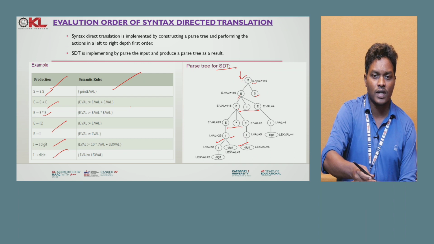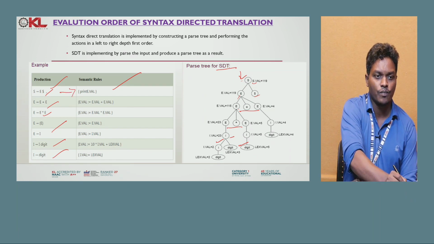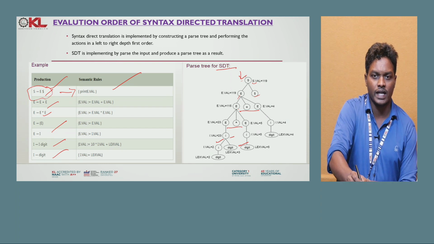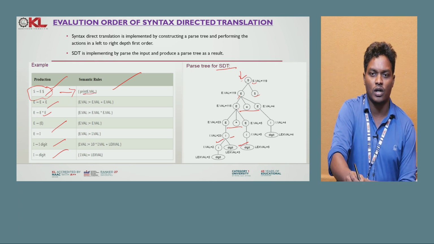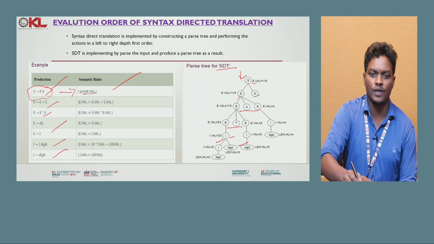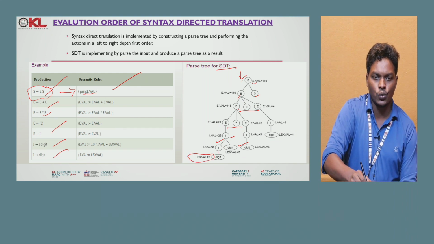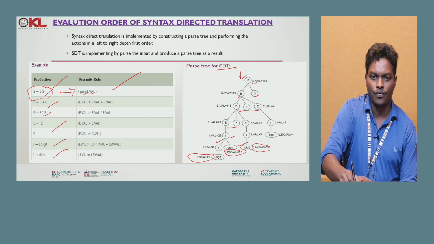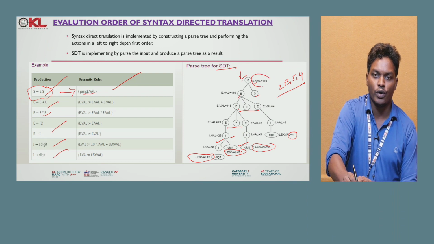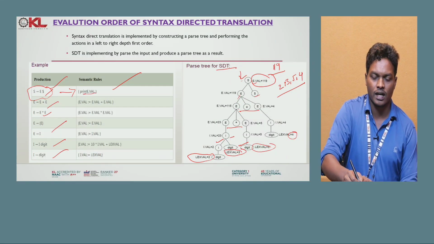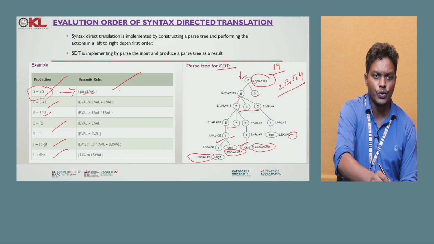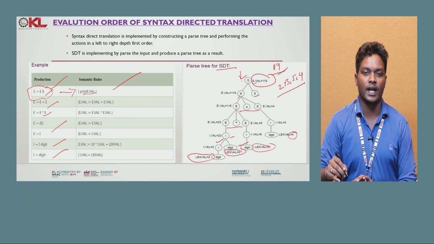After this, we have to write the semantic rules. If we use the production S tends to E, next we need to print the E dot value. The values come up from the bottom. Here the digits given are 2, 3, 5, 4. If we evaluate this, finally we are going to get a value of 119, based on the operators. As we go on substituting these semantic rules, finally we get 119 as the answer.